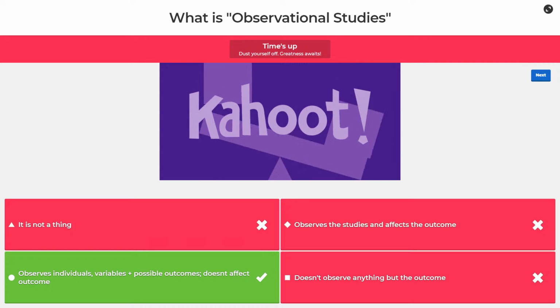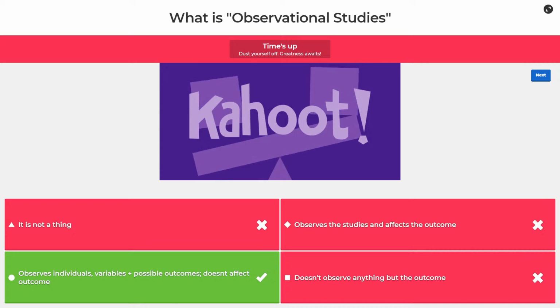So once again, let's go through all of these answer choices. What is observational studies? Well, it's not a thing. It's obviously a thing. If it's not a thing, then why would you have a Quizlet on this? Not a Quizlet, a Kahoot. So, it observes the studies and affects the outcome. This is not true because it does not affect outcome. It doesn't observe anything but the outcome.